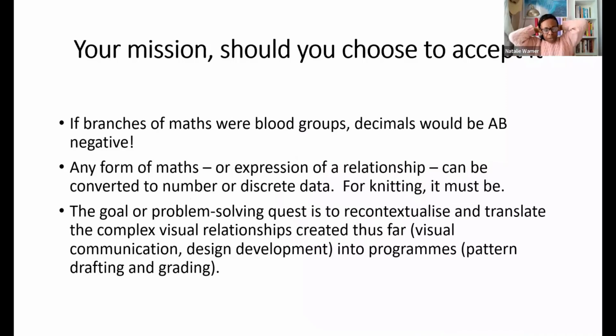So on that note, this is kind of how I think about numbers. I'll put decimals in, that should just be number. But that would be, for me, the AB negative if the branches of the maths above were blood groups. And in case this is lost on anybody, when you donate blood, I think AB negative is the one that cannot donate blood to anybody. If you're O negative, you can give blood to anyone, but if you're AB negative, all you can do is receive. And that's kind of how number works for knitting patterns.